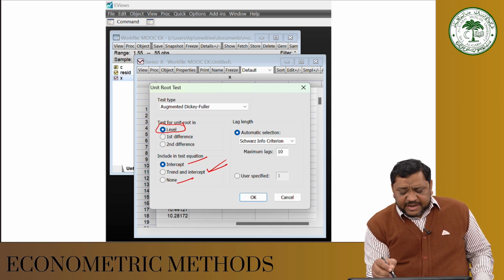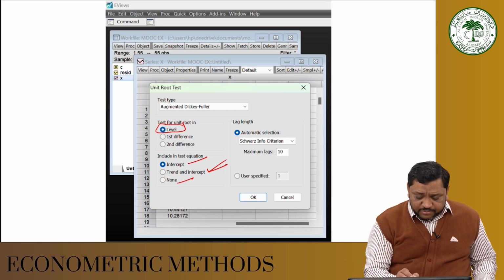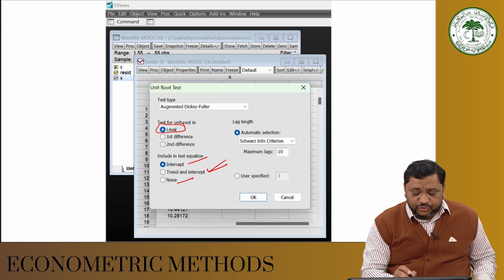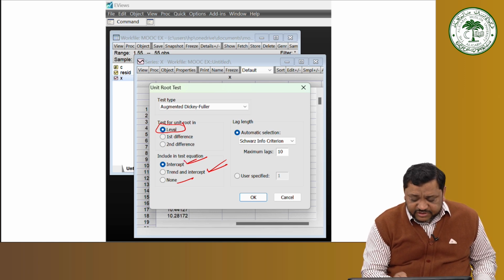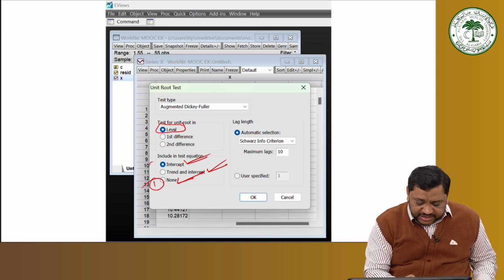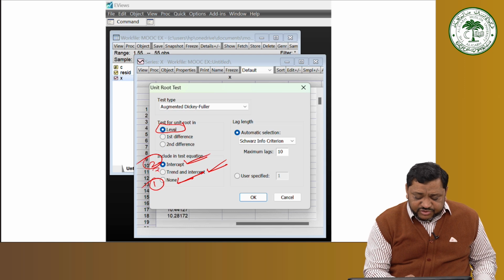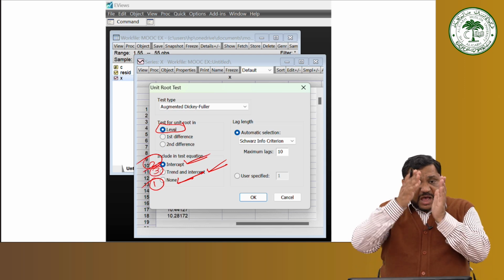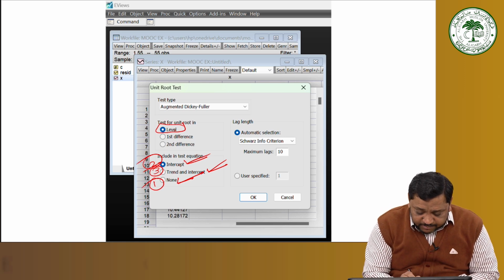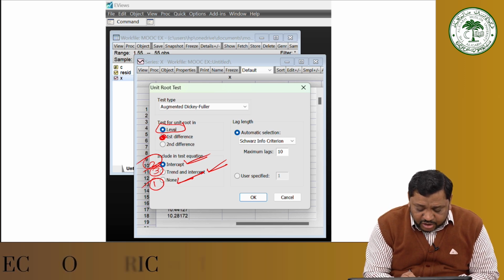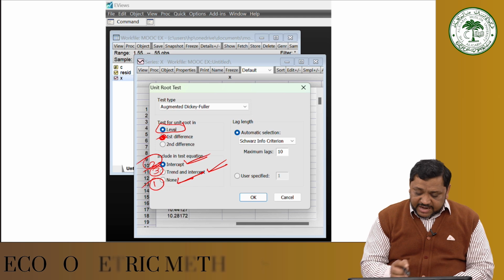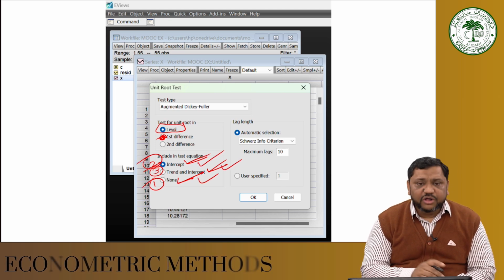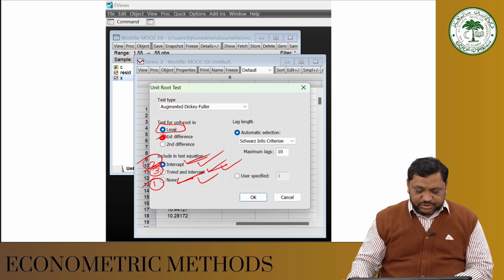Now you can set the lag length also there. At this level you have to check for the first equation. The first equation is "none", which we have discussed. This was the first. Intercept was the second one, and trend and intercept was the third one. Once you have checked it through this, next time you will select the second option, first difference, and again you will do it for all these three separately. That is the process over here.